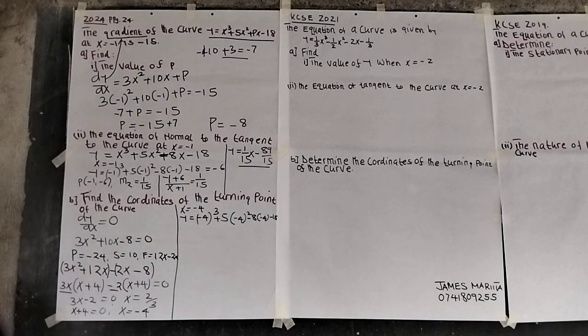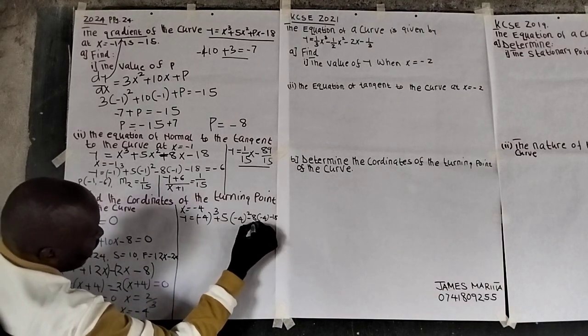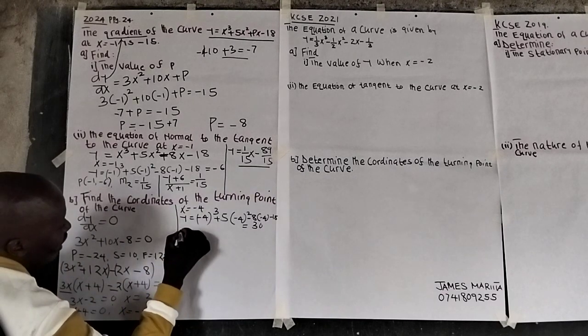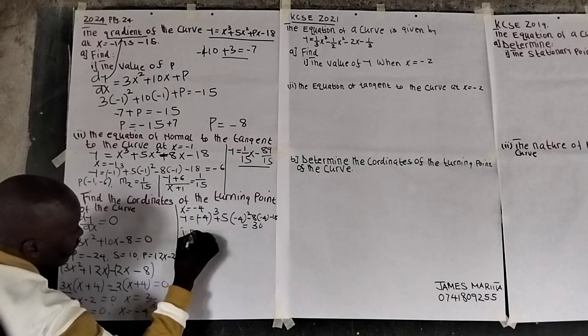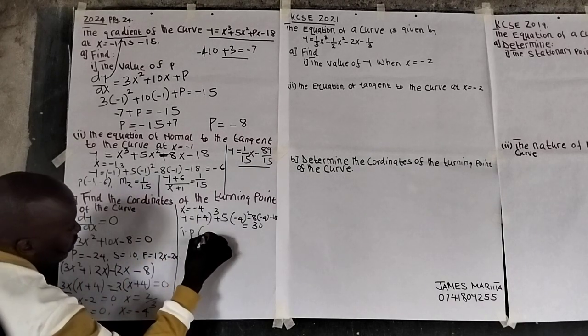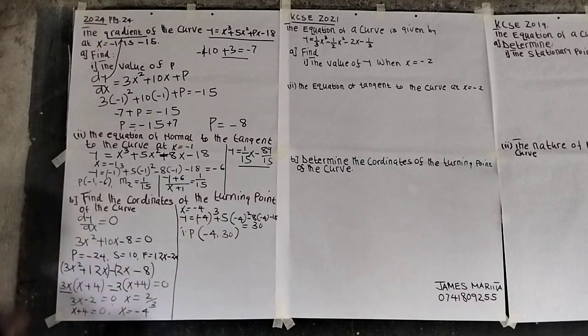So you will get the value as negative 30. So positive 30. This one here is giving us 30. So our first turning point in this case, the value of x is equal to negative 4. The value of y is equivalent to 30.